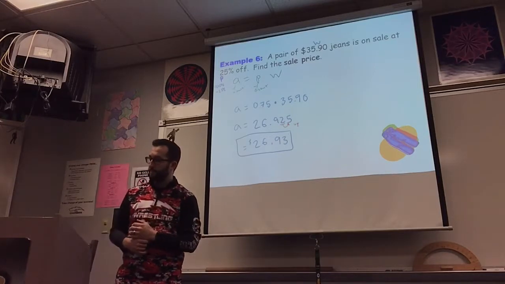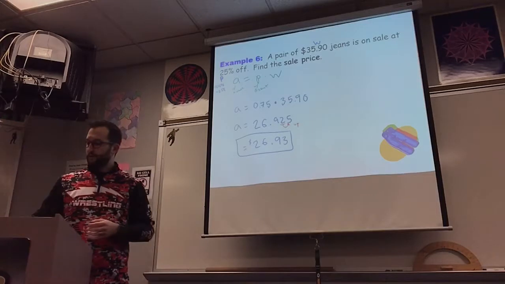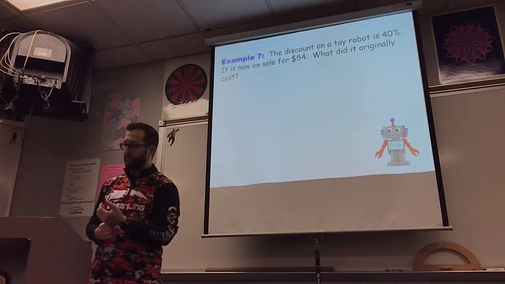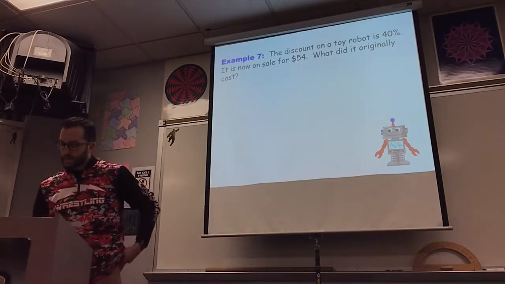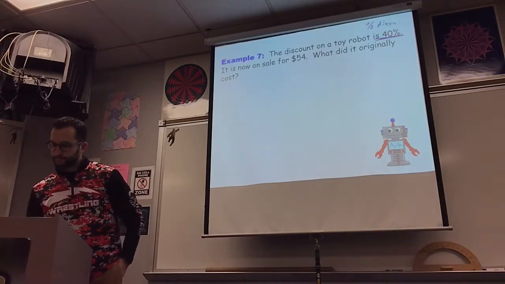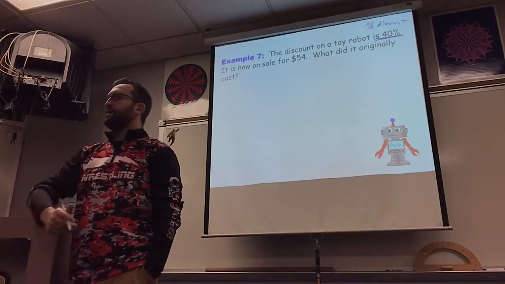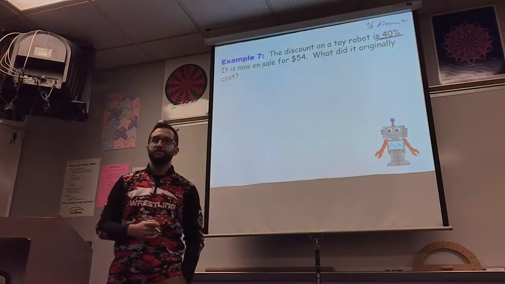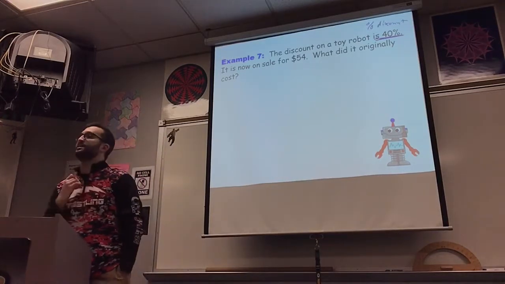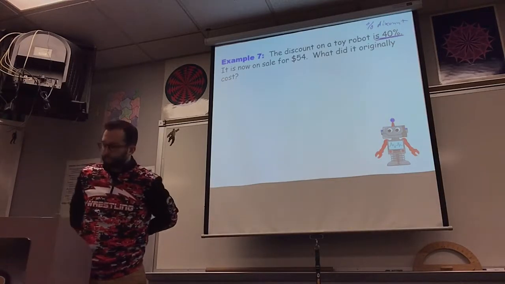One last one. The discount on a toy robot is 40%. It's now on sale for $54. What did it originally cost? This is the percent discount. If you liked the other method where you find the discount and then subtract, it will not work for this kind of problem. Any problem where you have to find the original amount, you cannot do the first method we did. You can't. You have to do the shortcut method. You have to.